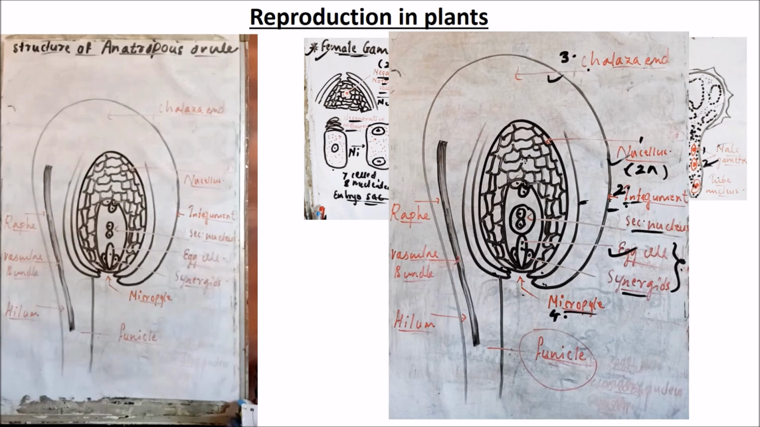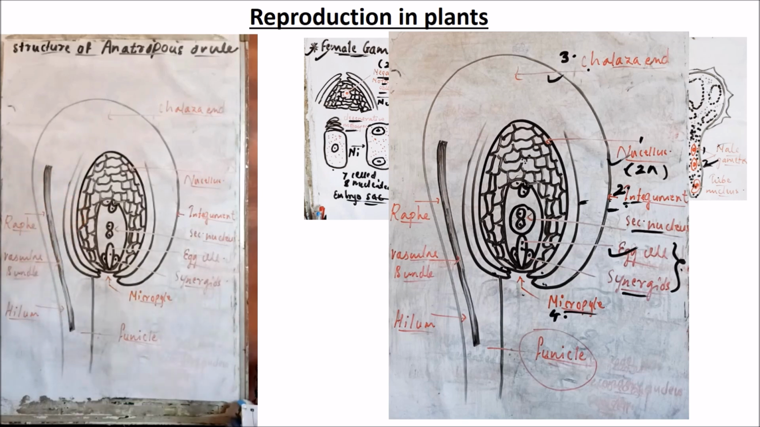Now when you talk about this anatropous ovule, it is basically made up of two important parts. One is generally called the stalk of the ovule, and the second is generally called the body of the ovule. The first part is the stalk. Stalk is also called the funicle. It is the point where the ovule is attached to the placenta of the ovary, correct?